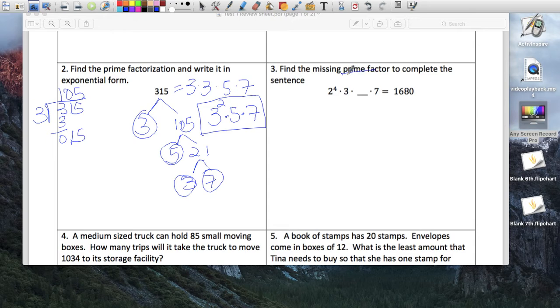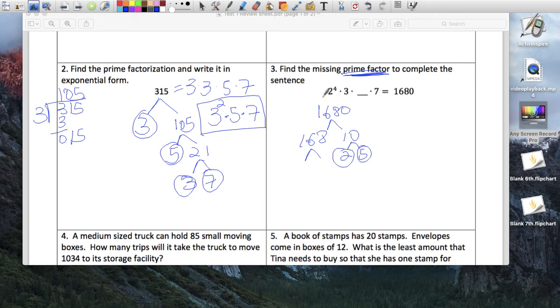This one, you can sit and guess to see what number goes in there. But a key here would be that it says prime factor, so I know the missing number has to be a prime number. So you've got 5, 7, 9, could be another 3. Or you can just go and do this. 168 split up into 10. 10 is 2 and 5.